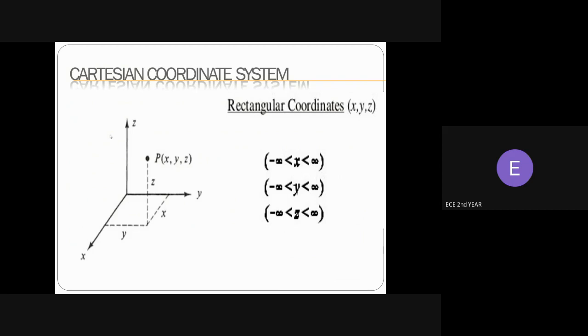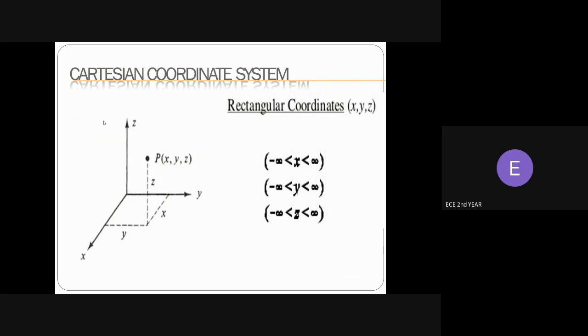Let us see the Cartesian coordinate system, or rectangular coordinate system. As I said, in each coordinate system we will have three axes like this. You can see x is here, y is here, and z is here. Exactly, the angle between each axis is 90 degrees. This is similar in all coordinate systems, so they will have a difference of 90 degrees.